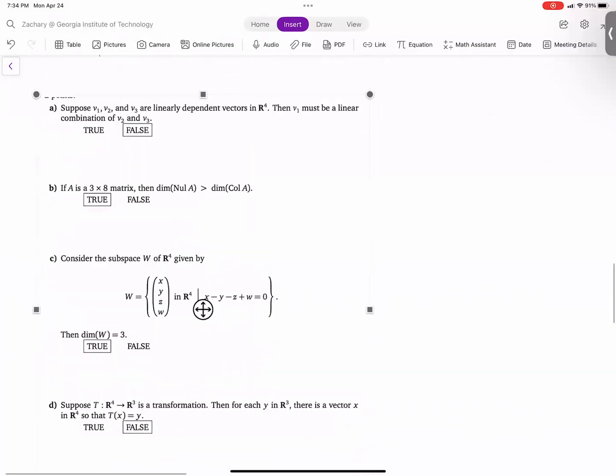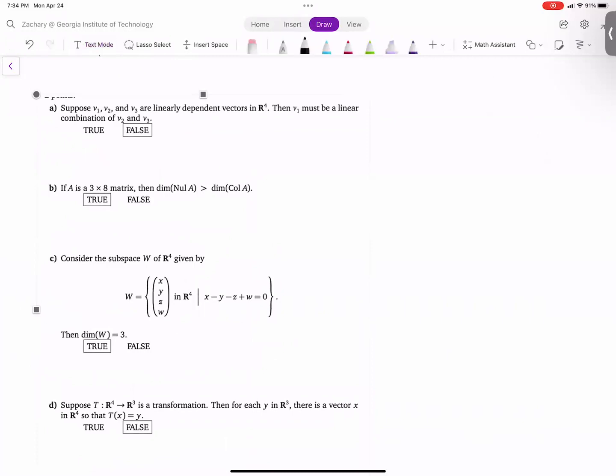All right. So these are true or false from the second exam. These are the answers because that's all Dr. Jankowski has posted, so obviously the answer is a little bit more apparent than it usually is. But we'll start at the top. Suppose v1, v2, v3 are linearly dependent in R4, then v1 must be a combination of v1, v2, v3.